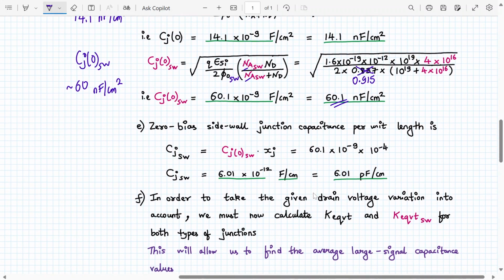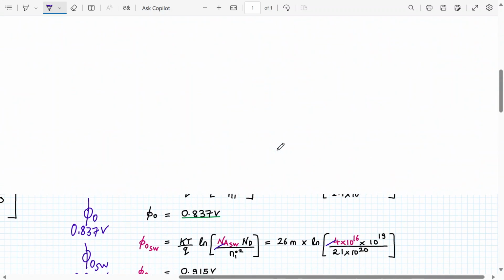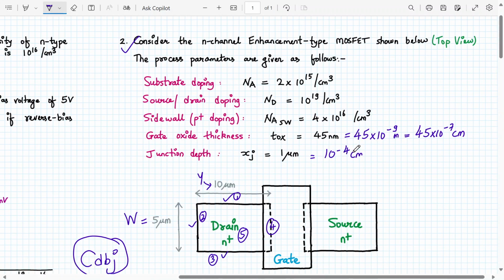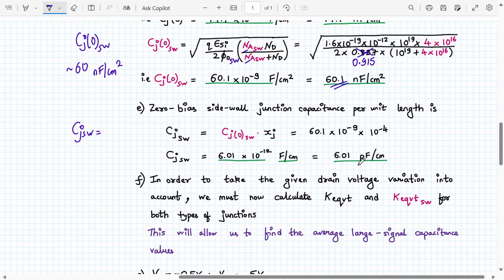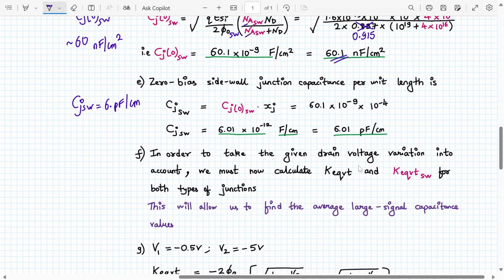Then we find out the junction capacitance at side wall. So Cj side wall is given by Cj0 SW into Xj. We have written this before, right? So it will be Cj0 side wall, which is around 60, multiplied by Xj. The Xj is how much? Junction depth is 10 is to minus 4. So multiply it with 10 is to minus 4. So you will get it as 6.6 picofarad per centimeter. Okay? 6 into 10 is to minus 12 farad per centimeter. So 6 picofarad. So we get Cj side wall.